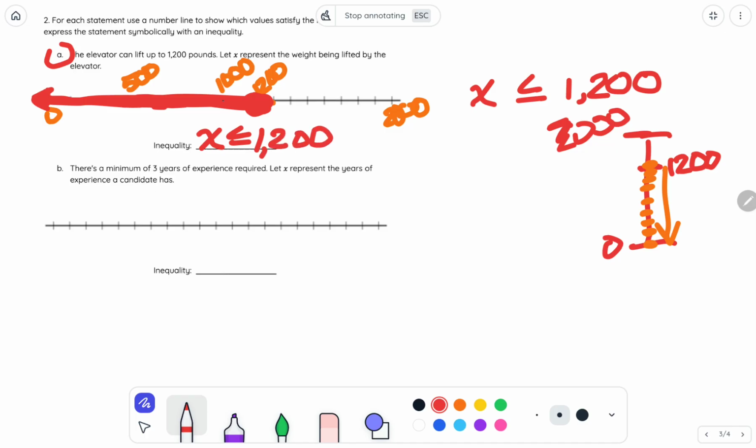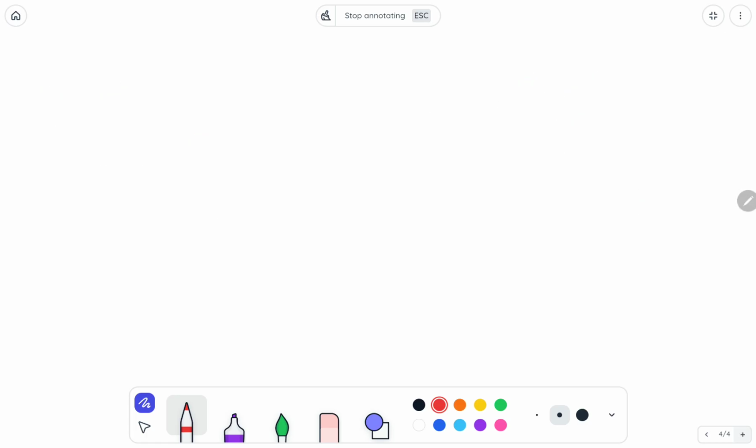Similar to that, part B says there's a minimum of 3 years of experience required for some job. Let X represent the years a candidate has. So a minimum of 3 years. In order to work at a job, you have to have a minimum of 3 years experience. So ask yourself, can you have less than that? Can you have more than that? Can you have that amount? Which will determine if your circle is shaded in or not.